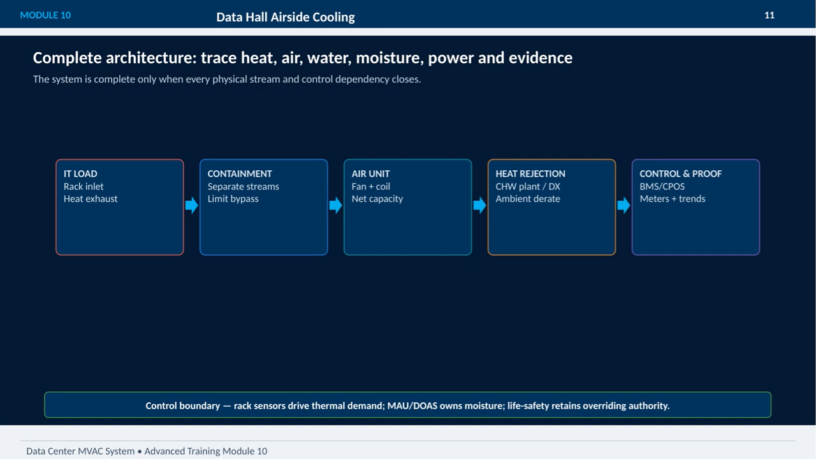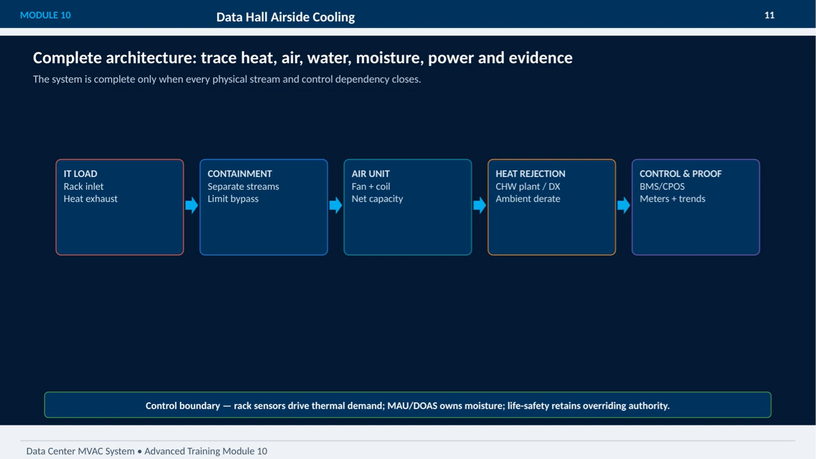Starting with the IT load, we monitor the rack inlets and heat exhaust to understand the thermal demands. Then, in containment, separate air streams are maintained to limit bypass airflow, ensuring efficient cooling. The air unit combines fans and coils to deliver the net cooling capacity needed.